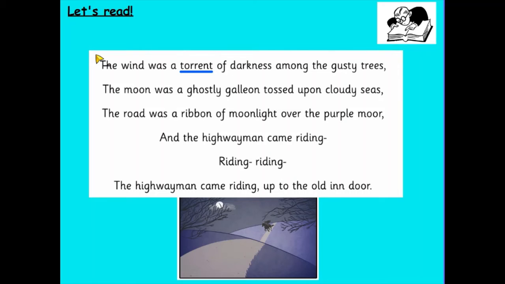So a torrent is a strong and fast-moving stream of water or other liquid, or an overwhelming outpouring of. So that means that the wind was really strong. It was like a wave, and that's why it's being described as a torrent.